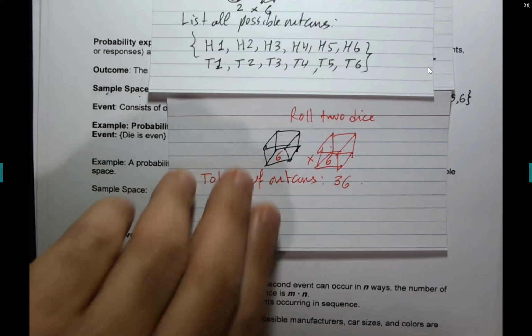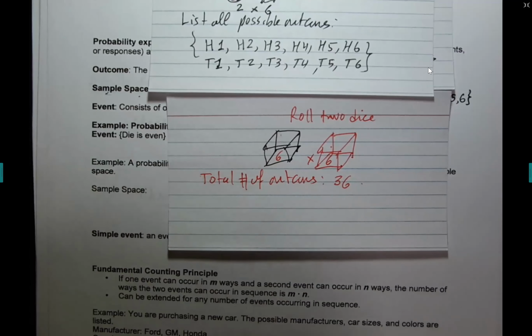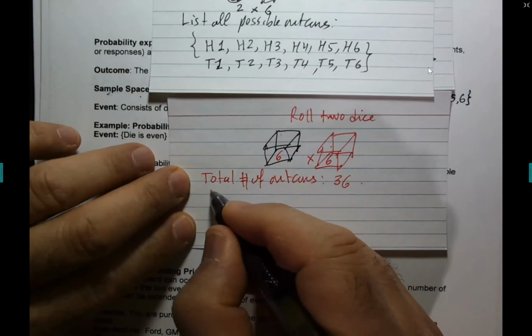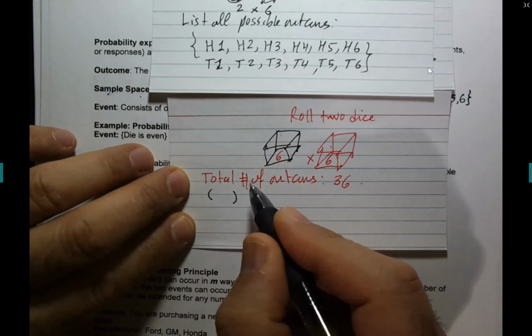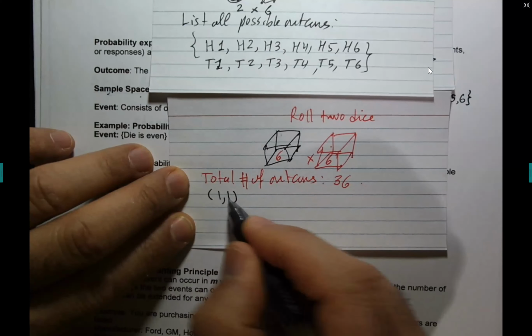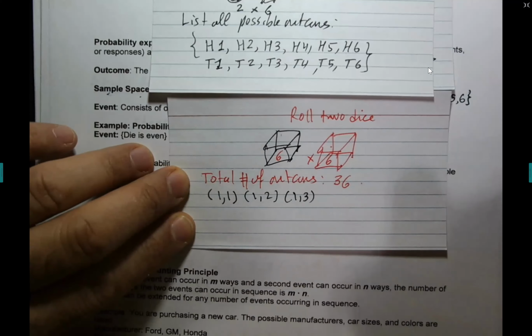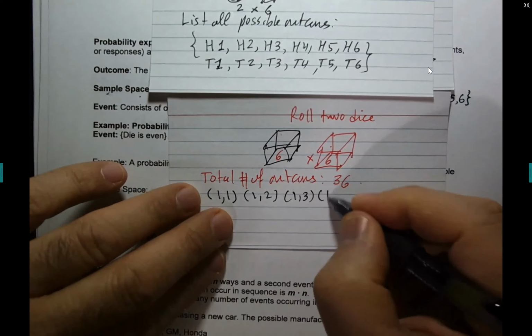But let's say, guys, we need to list them. I'm going to just start listing them. Can you help me, guys? You put 1, 1, 1, 2. Yeah. 1, 3, all the way through 6, and then 2, 1, 2, 2, 2, 3. Exactly.